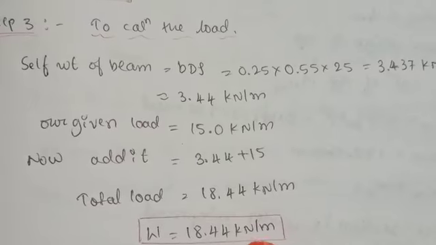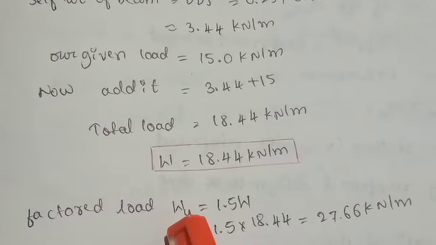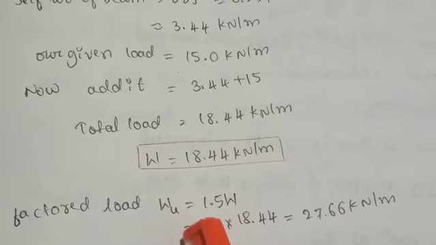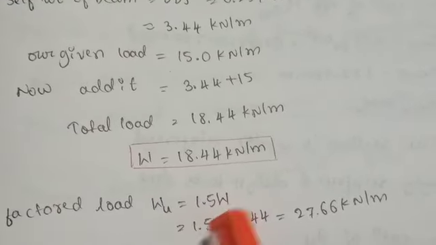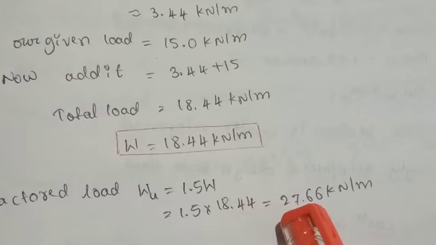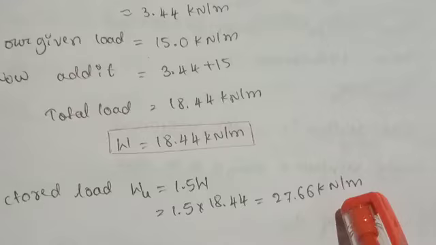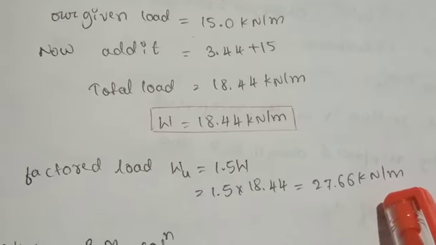After this, we'll go for the calculation of ultimate load or factored load, denoted as WU. For that, we have the formula 1.5 into total load. Substitute the value, simplify this, we'll get 27.66 kilonewton per meter. This is our factored load.